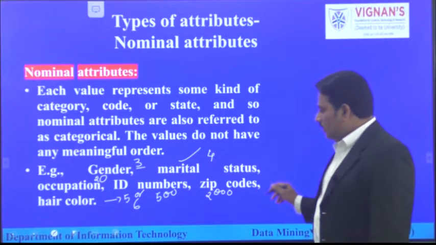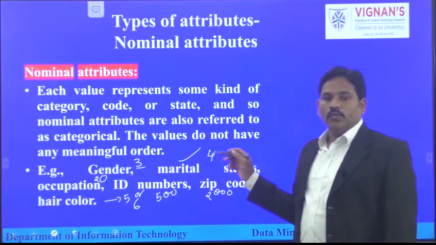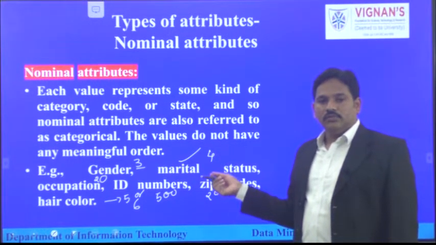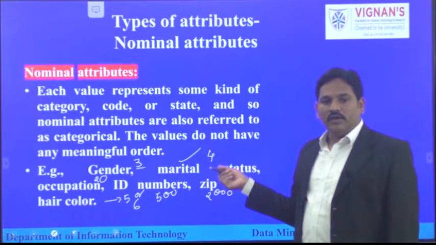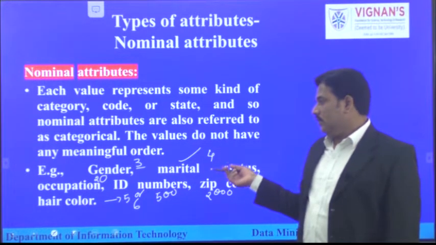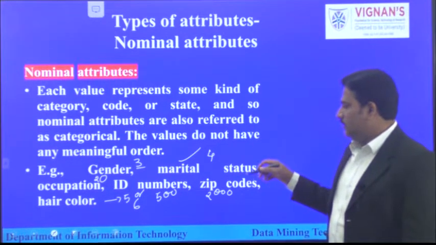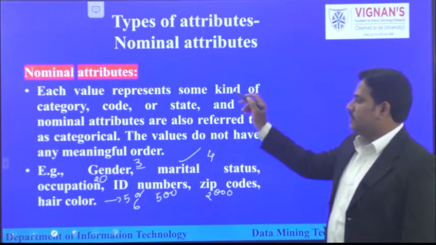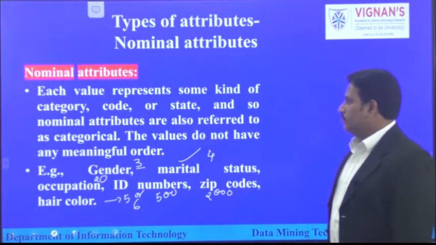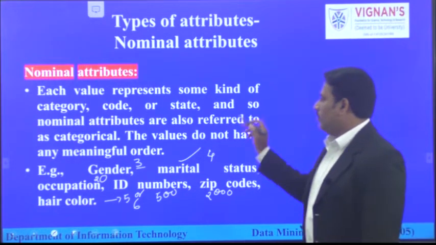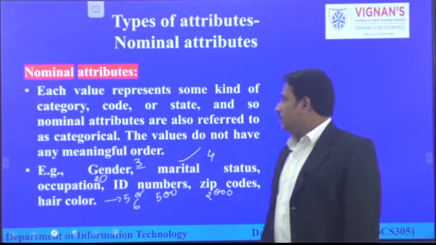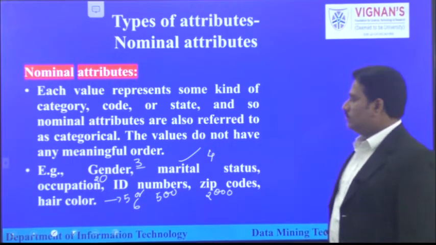Now here in all these attributes, we can categorize the value, and we can store a numerical value, or we can arrange them in the required format. So these types of values we can call a nominal attribute. That means each value represents some kind of category, code or state.